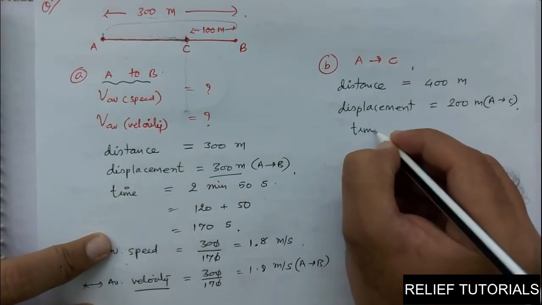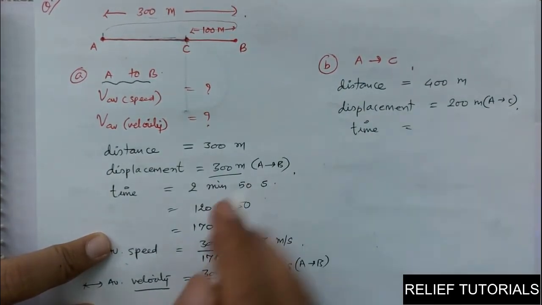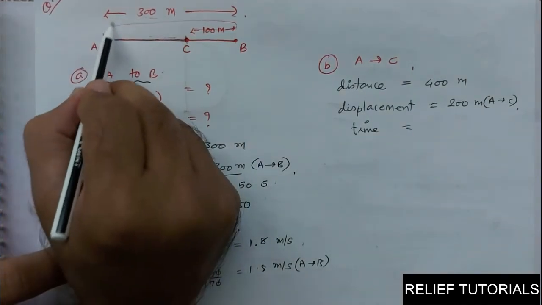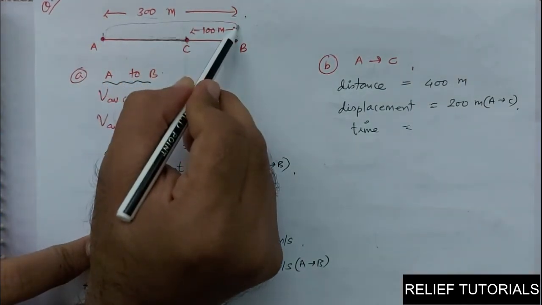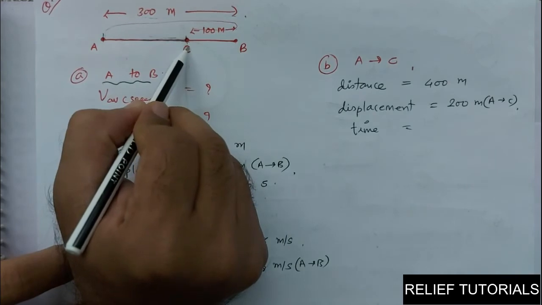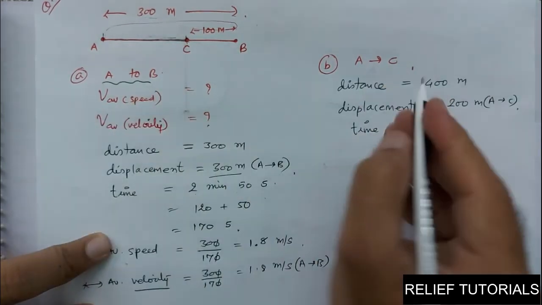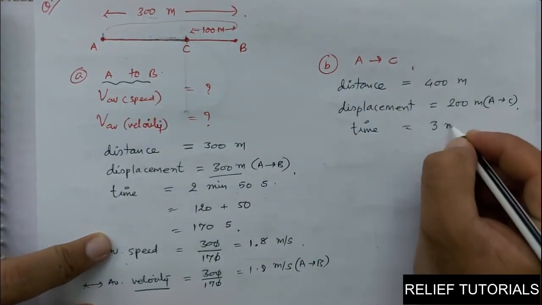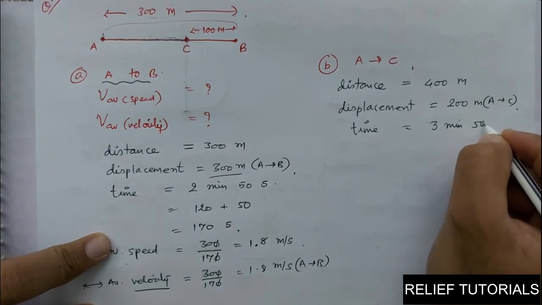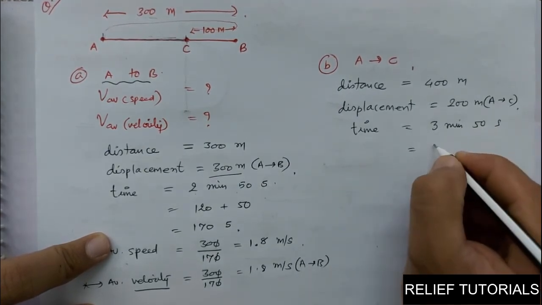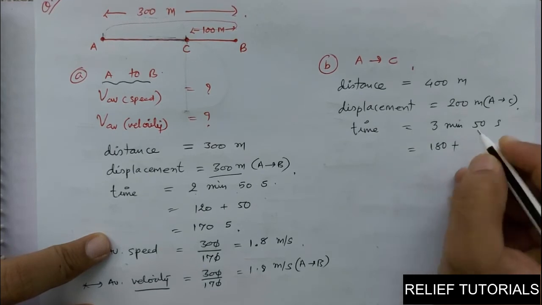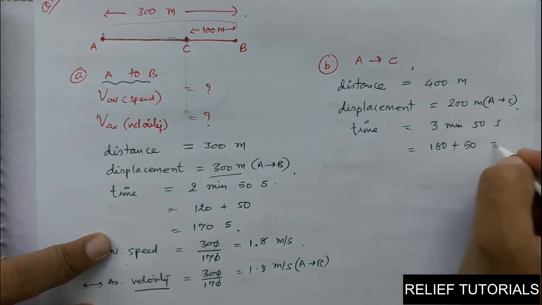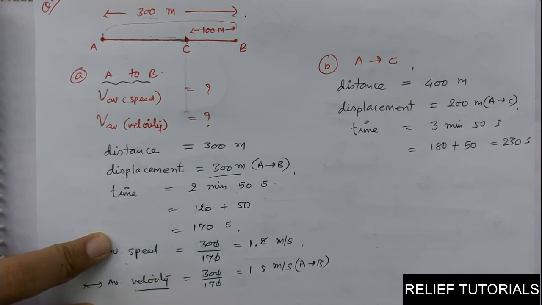Now what is the time required? Time 2 minutes 50 seconds to go from A to B. And from B to C it again takes 1 more minute. It is given in the question. So total time is 3 minutes 50 seconds. So 3 minutes means it's 180 seconds and plus more 50 seconds. So it is 230 seconds total time.